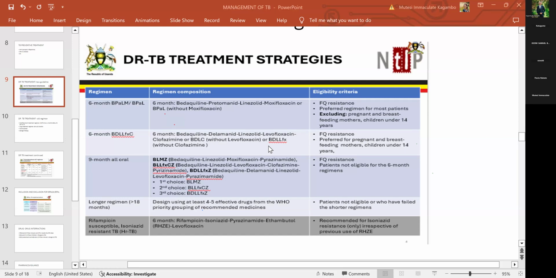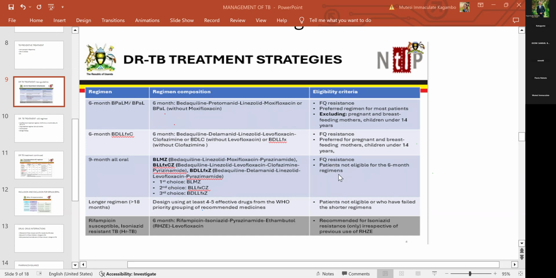And so their regimens are also many, the options are many. So they can go with the bedaquiline, they can go with linezolid, they can go with the moxifloxacin, they can go with the pyrazinamide, all those groups. Generally, all those who cannot, we don't want to risk them on only 6 months. We have left them on this regimen, the 9 months. And those are the drugs that can be used.